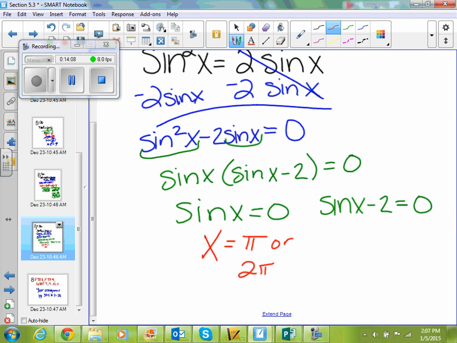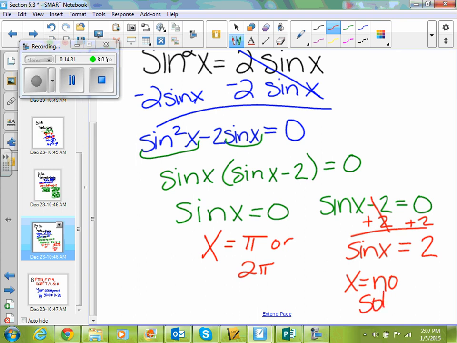So then on this one, if I want to solve it, I'm going to add 2 to both sides, and I get sine of x is equal to 2. And so where is our y value equal to 2 on our unit circle? Nowhere, yeah, your y values only go up to 1 on your unit circle. Why it's called a unit circle. So then this is no solutions for this one.